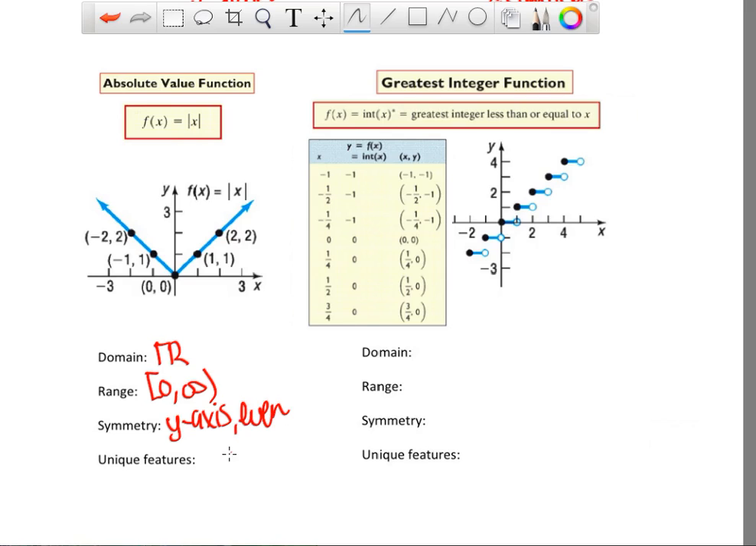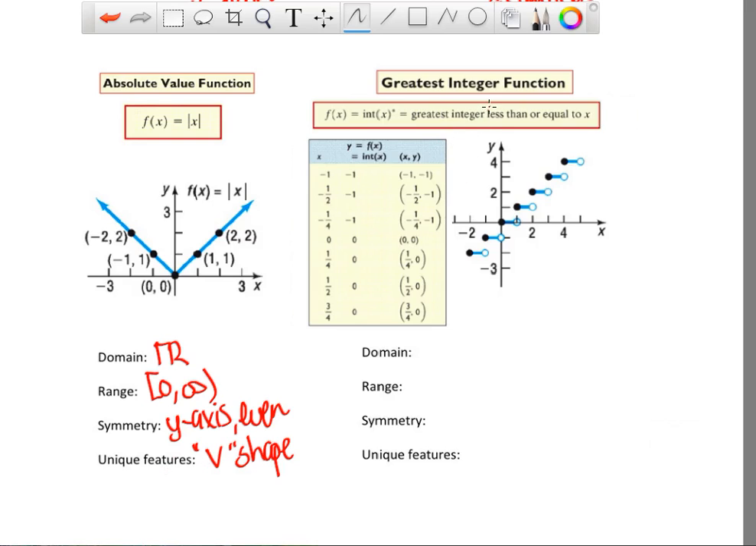And unique features, and we don't really call this a vertex, because that goes with parabolas, so I don't think that I really want to list any unique features. I guess I could just say it has a V-shape, because they do have V-shapes. Inverted, you could still call it a V-shape. And then the last function we have is the greatest integer function.